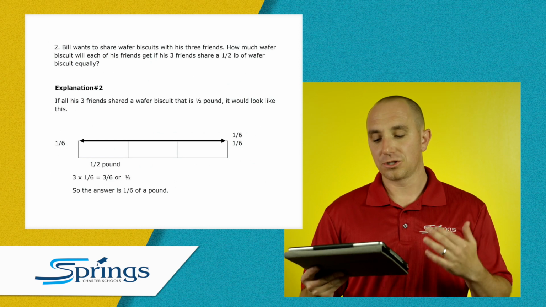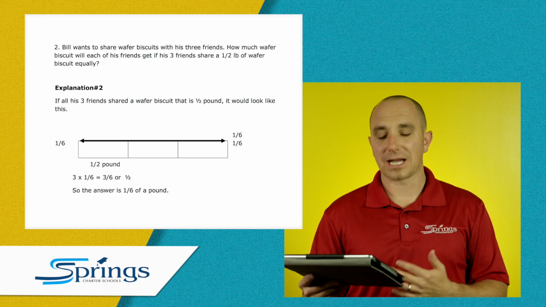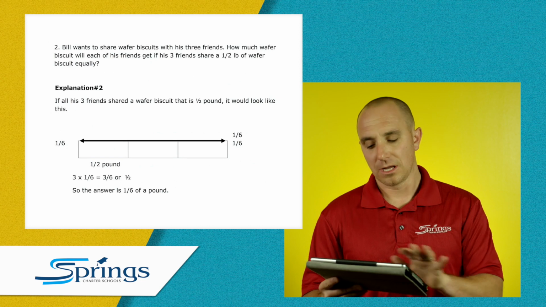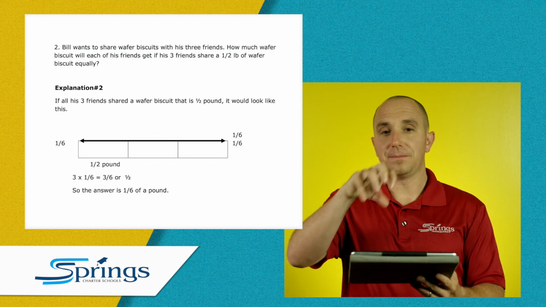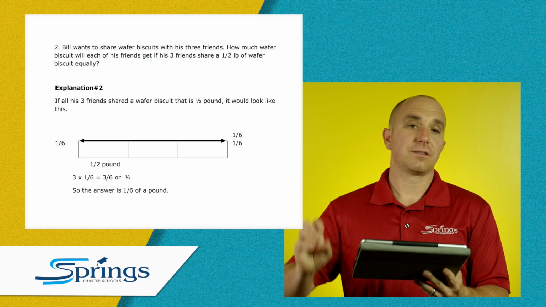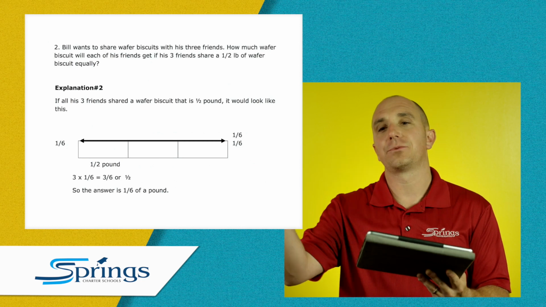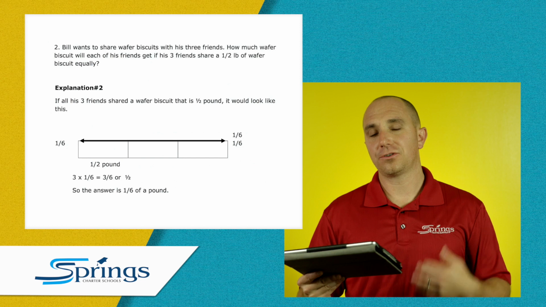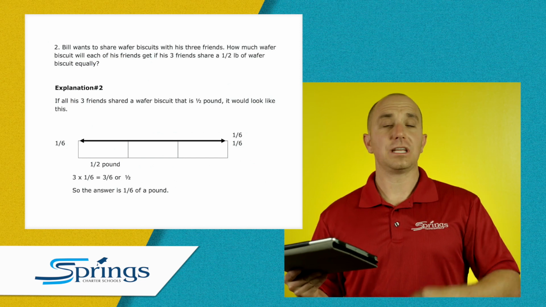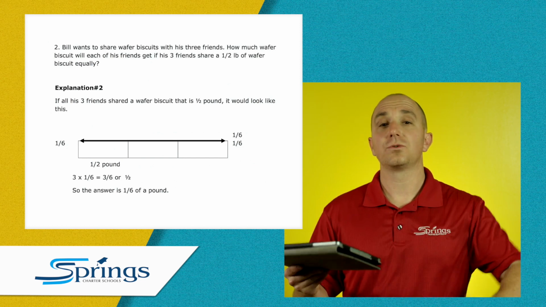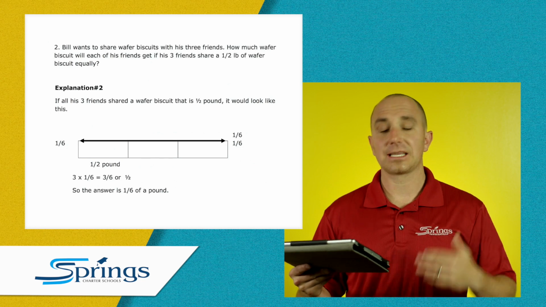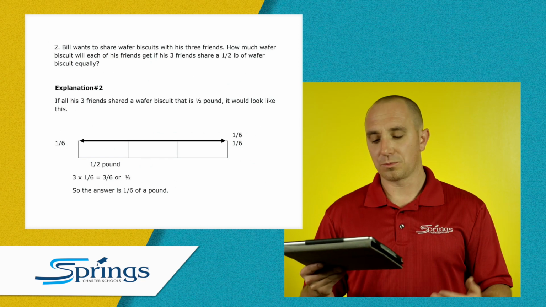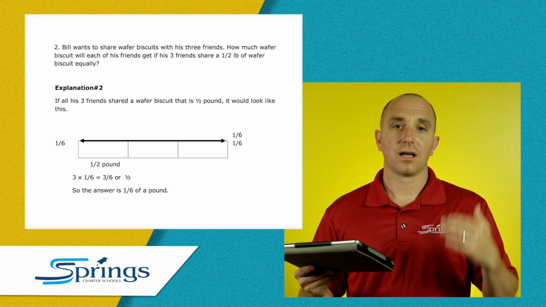If all 3 friends shared a wafer biscuit that's 1/2 pound, it would kind of look like this. You can see this visual representation. You have 3 pieces and you have a 1/2. So you have to think, what fraction can I add 3 of them together that would still equal a 1/2? If I turned it into sixths, and each person got a sixth, it'd be 1/6, 2/6, 3/6. 3/6 is the same as a half, so each person would be getting 1/6 of a pound of that wafer biscuit. All right, I hope that kind of brings it all home.